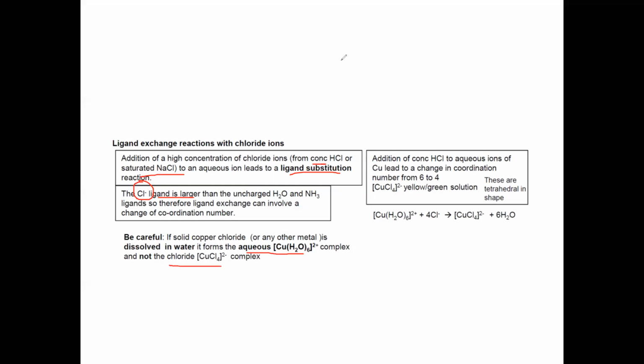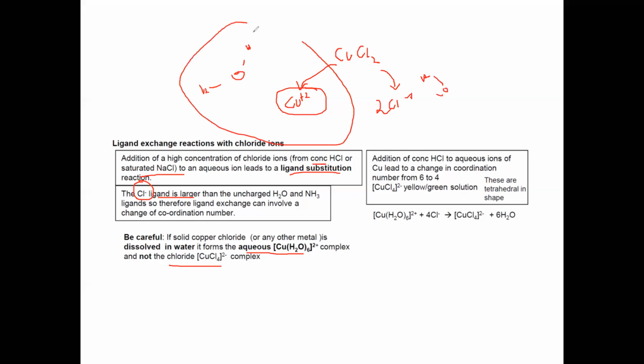Because what happens basically, when I add solid copper chloride to water, the copper ions will dissociate into copper ion and two chloride ions. So these copper ions are attracted by water molecules, and chloride ions are also attracted towards water molecules. So the complex which is formed is between the metal ion and the water molecule. So this will be a complex.